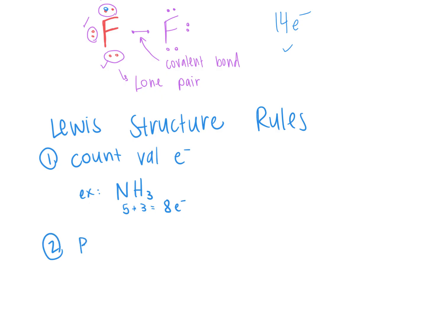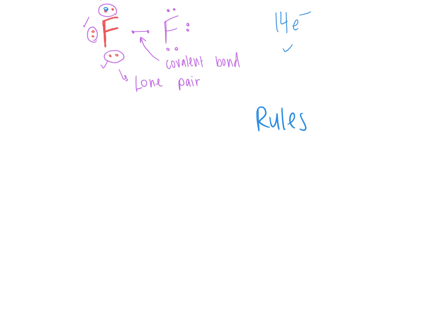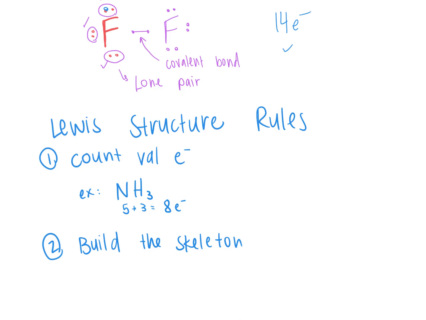Step 2 is to build what I call the skeleton. Build the skeleton. And what that means is that we're going to lay out the elements, but we're not going to start putting on any electrons yet. We're just going to draw out the elements themselves. Okay? And so how do we know what our skeleton looks like? I'm going to give you a couple nudges here.